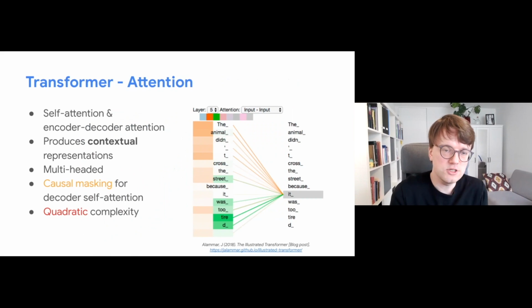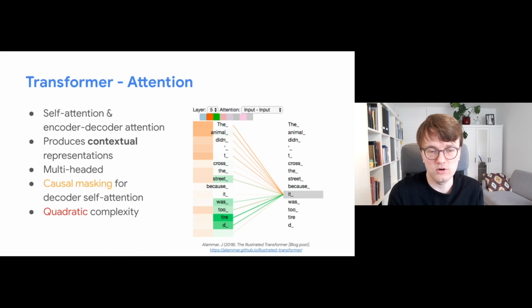Okay, and the attention, so there are two types of attention. Like we mentioned, there's the self-attention, and then in the decoder, there's also encoder-decoder attention. And these make the representations contextual. The attention mechanism is multi-headed, meaning that basically you have different heads which attend to different types of things.